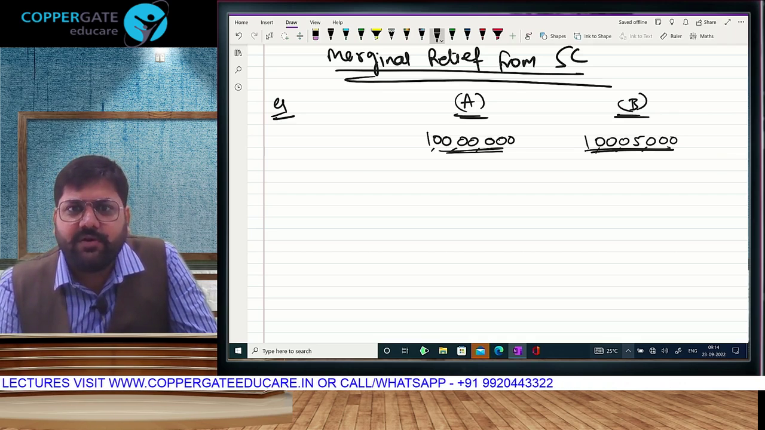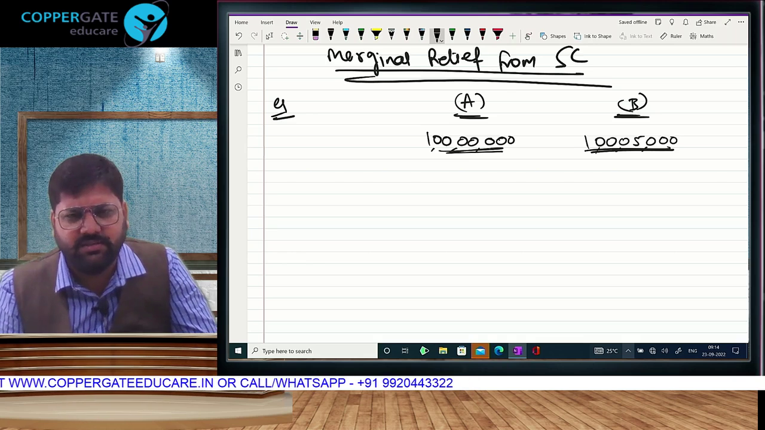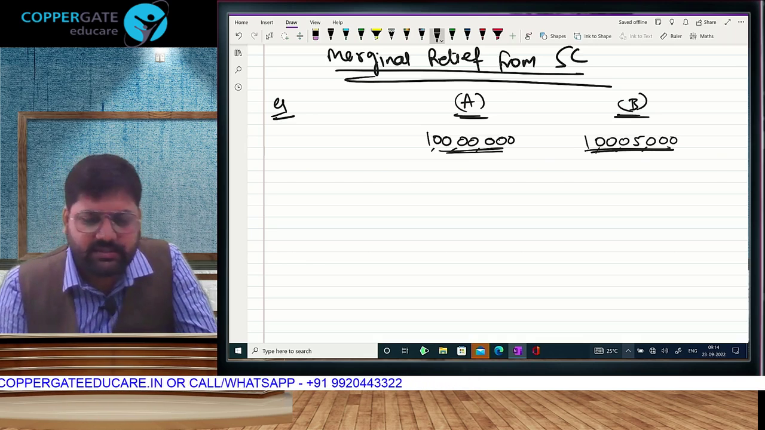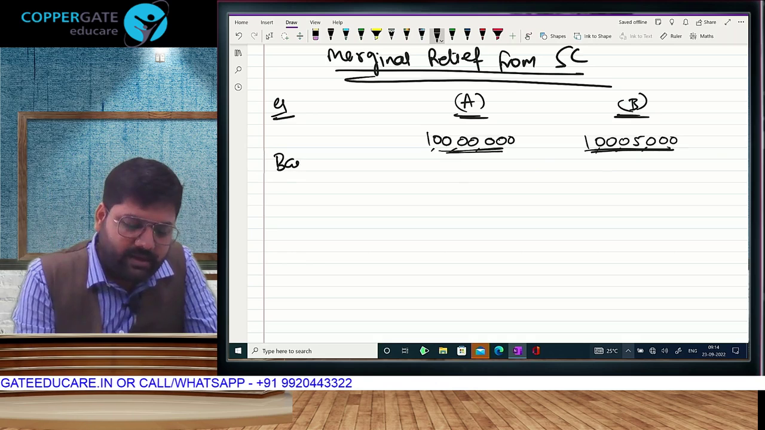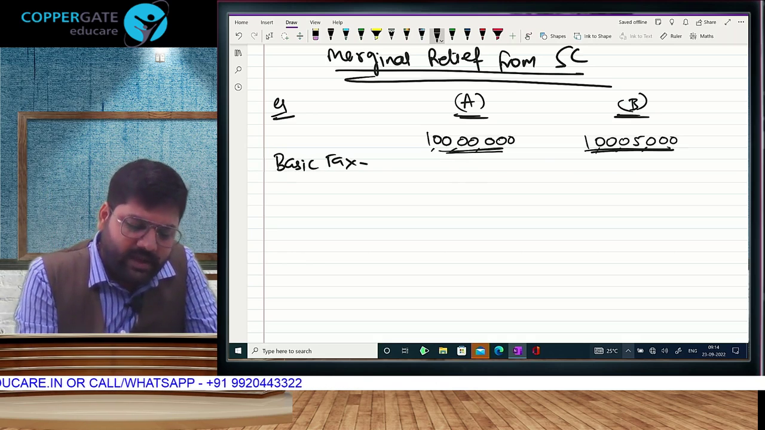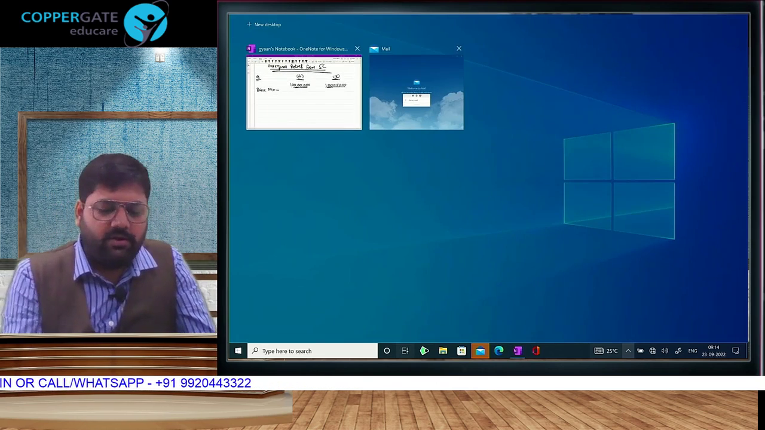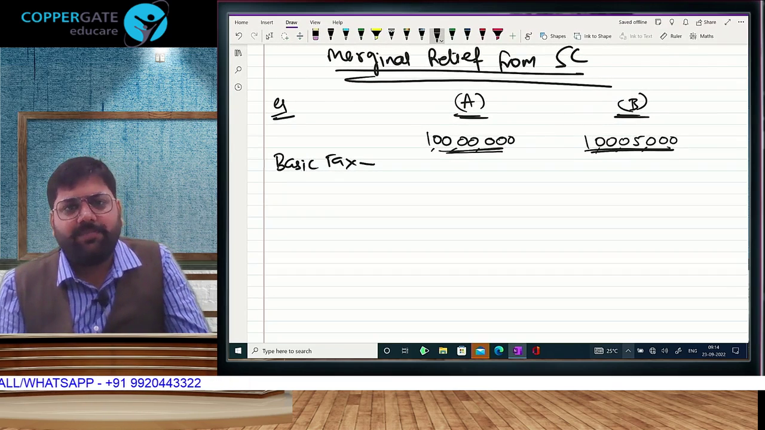What will you calculate first? Rebate, surcharge, what will you calculate? What is the first step always in tax calculation? Basic tax. Let's calculate. I will not calculate, you will calculate and give me. No special rate. All are normal. So apply slabs and give me basic tax, please.